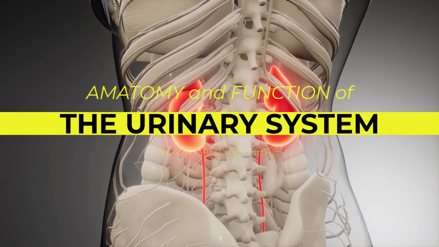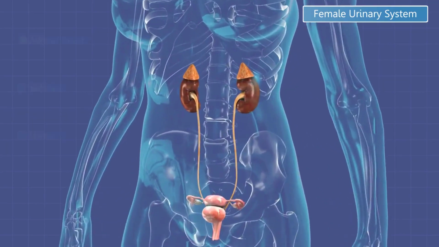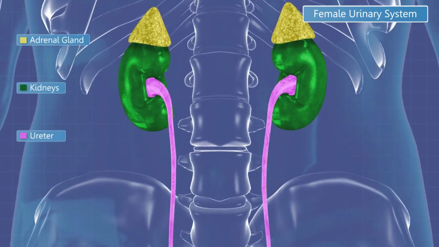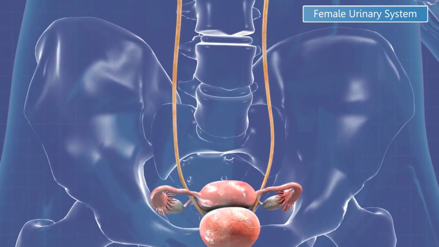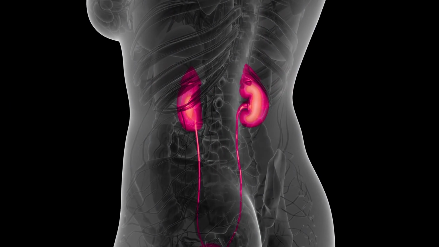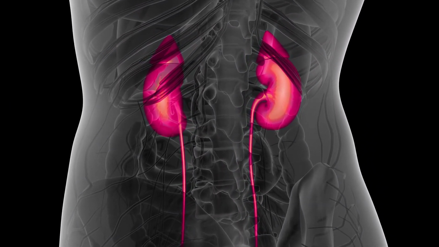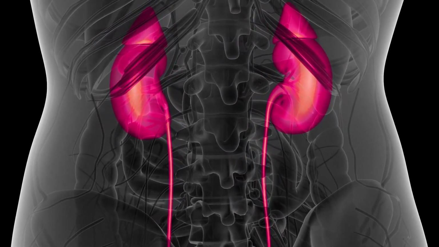Anatomy of the urinary system. The urinary system consists of 6 principal organs: 2 kidneys, 2 ureters, the urinary bladder, and the urethra. The primary function of the kidneys is excretion, but they play more important roles that are less commonly realized.